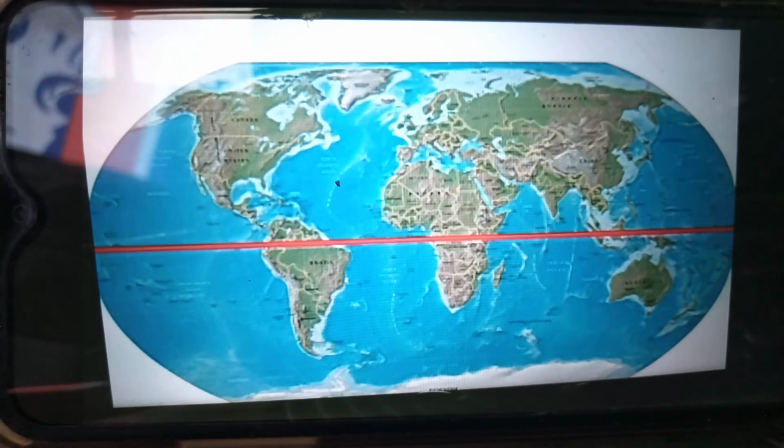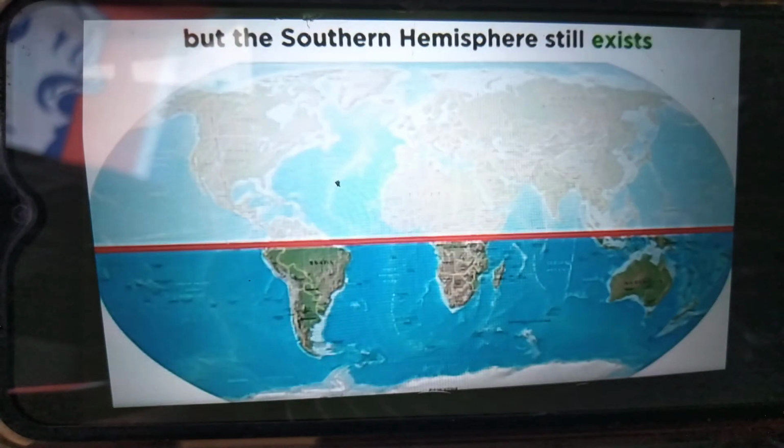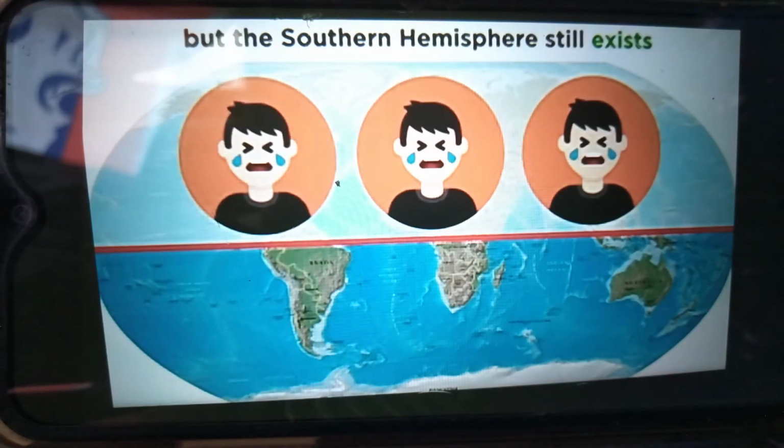In fact, there are very few large cities in the southern hemisphere in general. Because of the way the continents are distributed around the Earth, 90% of the human population lives in the northern hemisphere. But much to the dismay of flat earth priests, the southern hemisphere still exists, and its existence is single-handedly enough to make them cry like toddlers that found out the Easter Bunny isn't real.